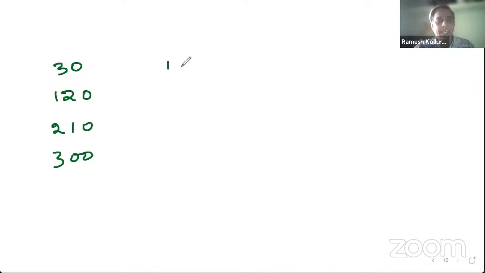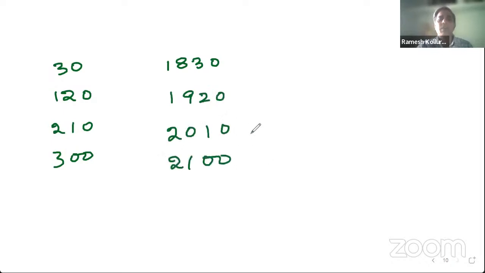I will take a little more examples. So 30, 120, 210, 300. Correspondingly, if you take, let us say, after 1800: 1830, and we are adding 90, so 1920, 2010, 2100. Whichever one you take, first I will check the digital root. So the digital root for all these numbers is 3. Can everyone agree?